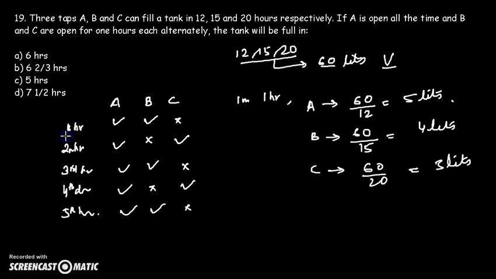In the first hour, A and B are working. A and B will put how much water? 9 liters. A and B will put 9 liters. How about A and C in the next hour? In the next hour, A and C will put in 5 plus 3, 8 liters. So you see that every 2 hours, total volume of water being pumped in is 17 liters.